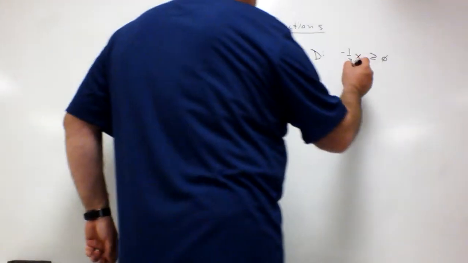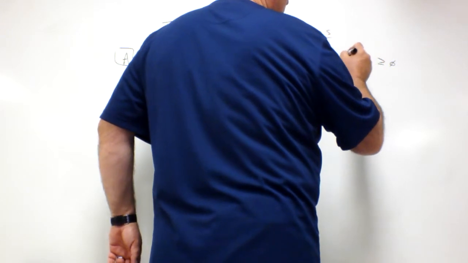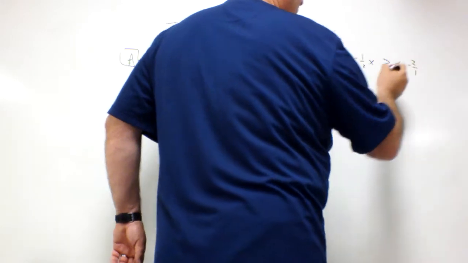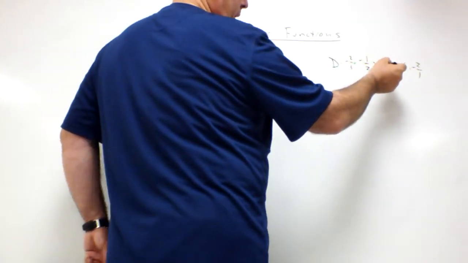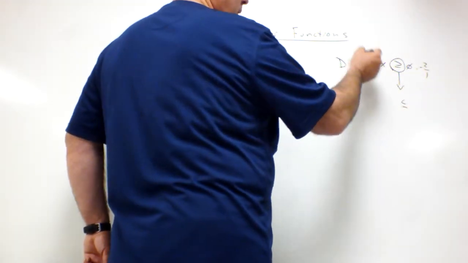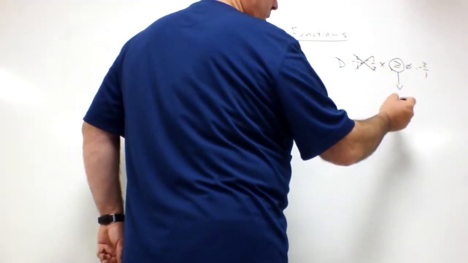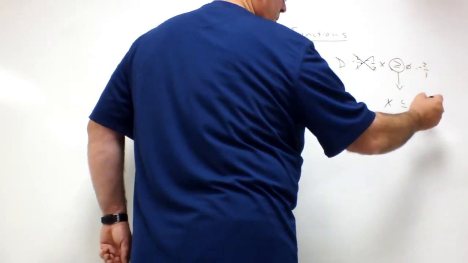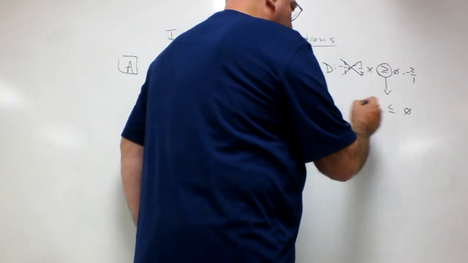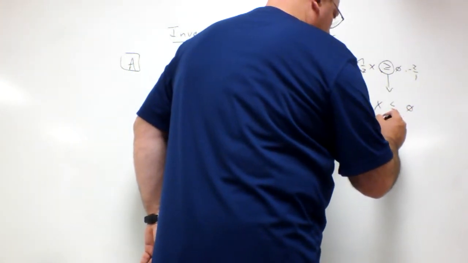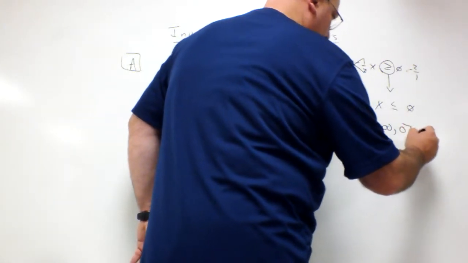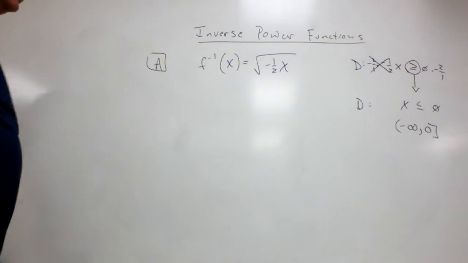Okay, when we do that, we're going to have to multiply by negative 2 over 1. And whenever we multiply or divide by a negative on an inequality symbol, we have to remember to flip the symbol over. This goes to 1, and we get just x. And 0 times any number is 0. So our domain is x is less than or equal to 0, and we're going to use interval notation, it should look like that.